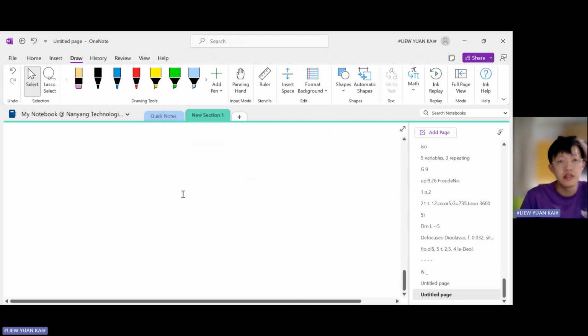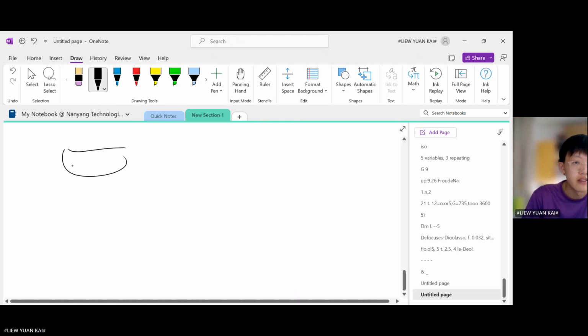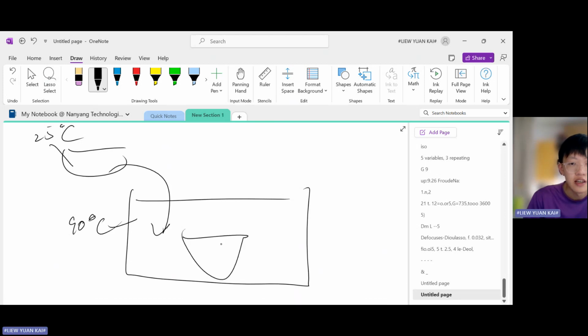So let me draw the whole storyline of this problem. Initially, we have a bowl at 25 degrees Celsius. Then we dump it into hot water of 90 degrees Celsius. The bowl is inside. And then we're asked to find how long it takes for it to heat up to 60 degrees Celsius.